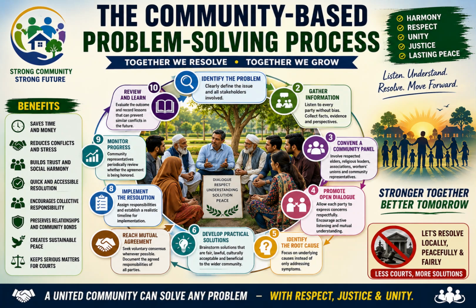The community-based problem-solving process. Number 1, identify the problem. Clearly define the issue and identify all stakeholders involved. Number 2, gather relevant information. Listen to every party without bias. Collect facts, evidence, and different perspectives.